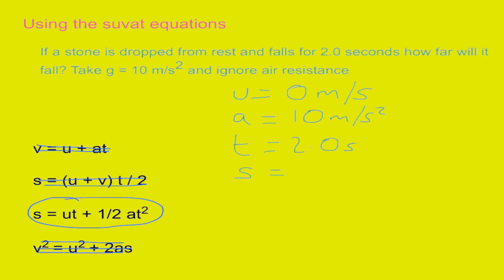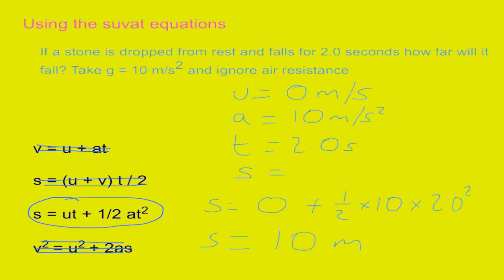Now, we're lucky in this instance, because if I write s = ut, ut is just 0, so it's 0 plus a half times the acceleration 10 times the time 2.0 squared, and remember we just square the t, giving us a final value for the displacement, of how far it will fall, of 20 meters. Don't forget units. Two significant figures is enough in this case.